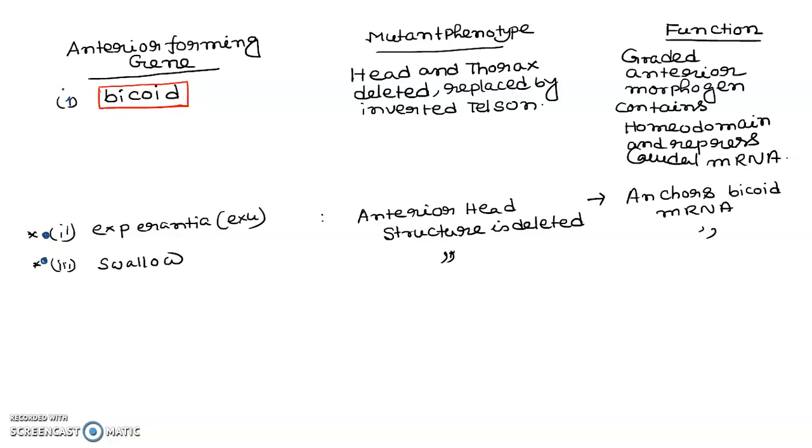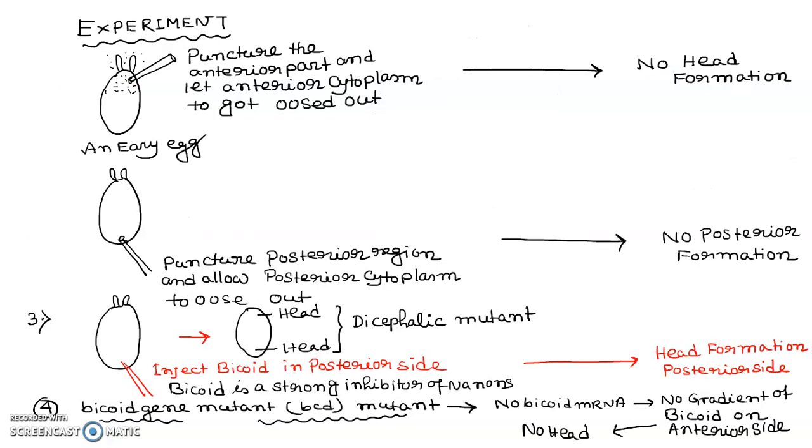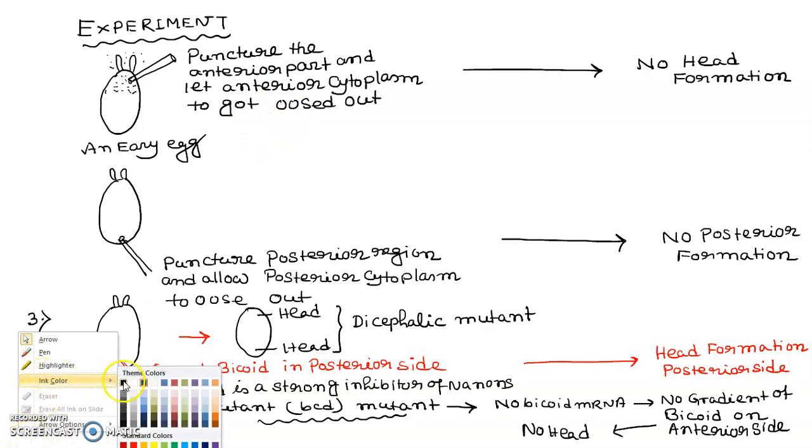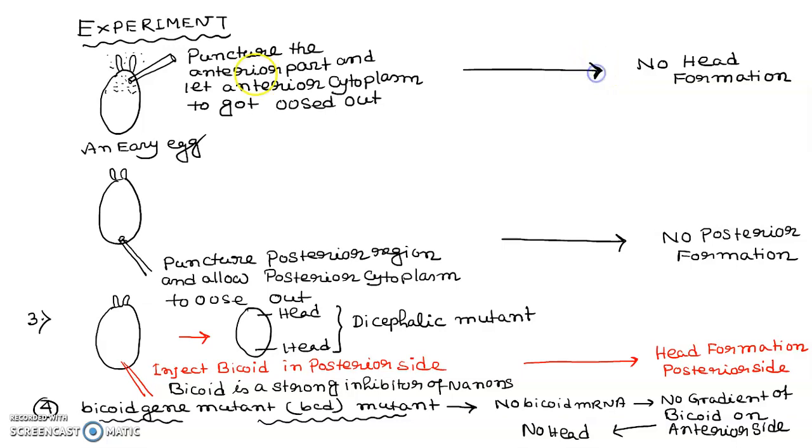Now we'll see the bicoid replacement experiments: if we exchange the genetic combination, if we replace bicoid in different regions of the Drosophila embryo, then different developmental patterns can be produced. Now we'll see those experiments. In the first experiment, in an early Drosophila egg, we puncture the anterior part and let the anterior cytoplasm ooze out. Now what happens? No head formation, because the bicoid morphogenetic gradient is lost. For that reason, no head formation occurs in the early egg.